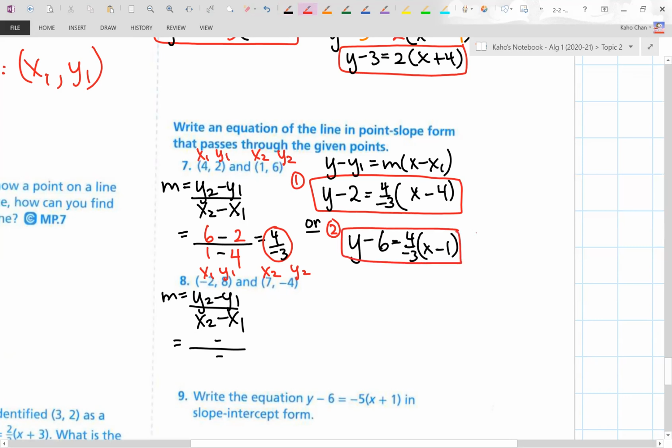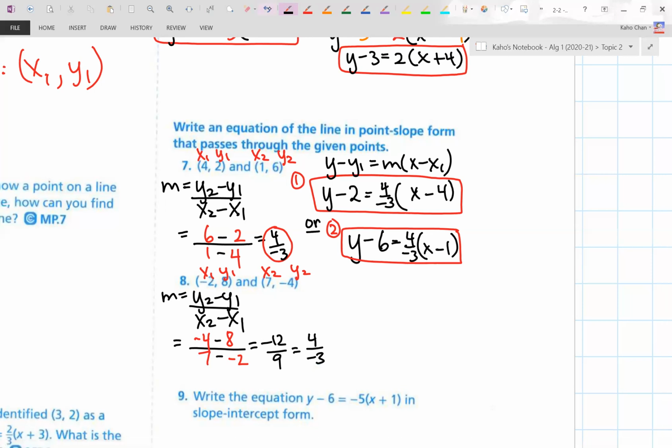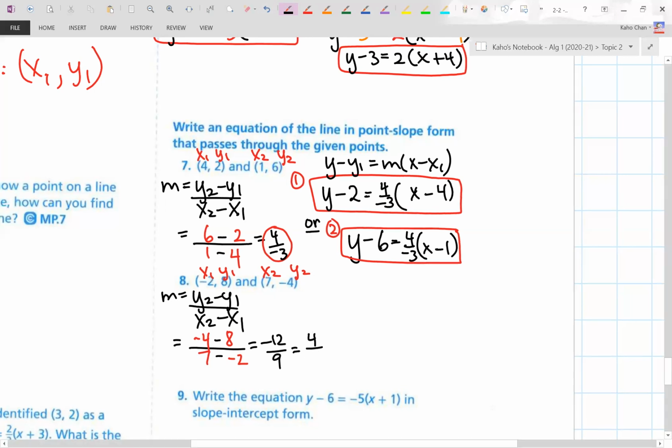Ooh. Number 8's the same. Let's plug the numbers in to find out what the slope is. Gotta watch out for those negatives though. -4 minus 8 over 7 minus -2. That's -12 over 9. That equals, no way, the same slope from the previous one? Very strange. Very strange indeed. Coincidence? I don't know. All right, let's plug it in.